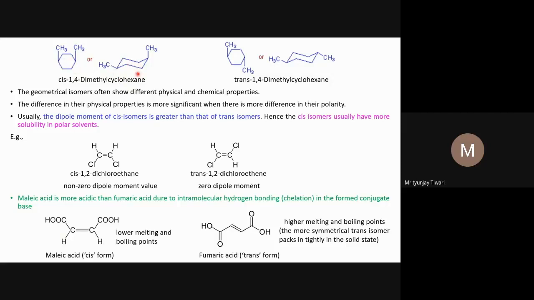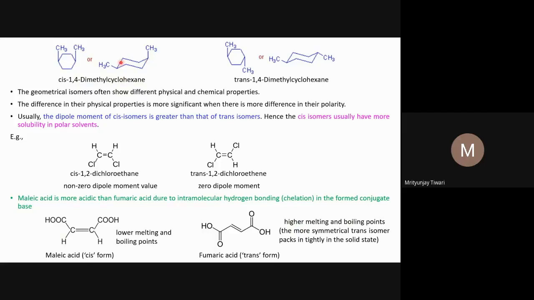So let's see the same structure in the chair form. In the chair form, there are two positions at each corner. One is called the axial position, and the other is called the equatorial position. This is the axial position, and this carbon also has an axial and an equatorial position. Likewise, this carbon has axial and equatorial positions, and so on. Now these groups are on the cis side at the 1 and 4 positions.